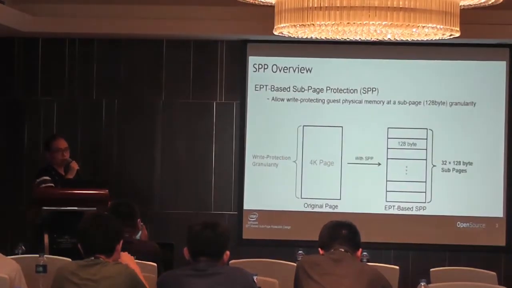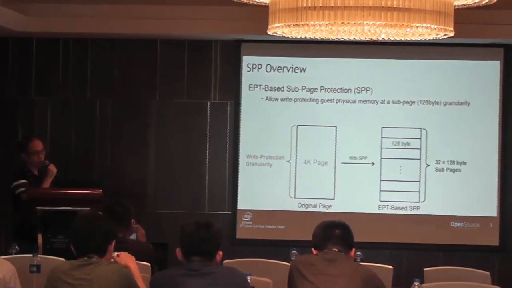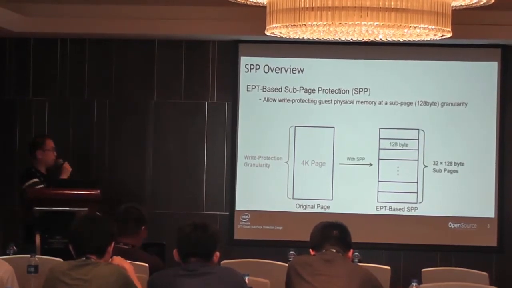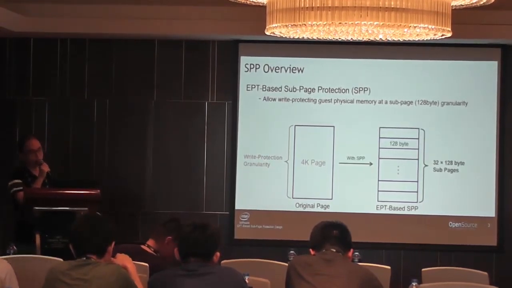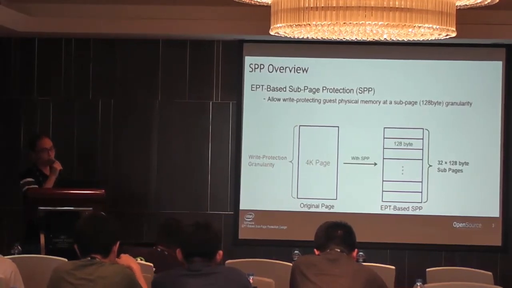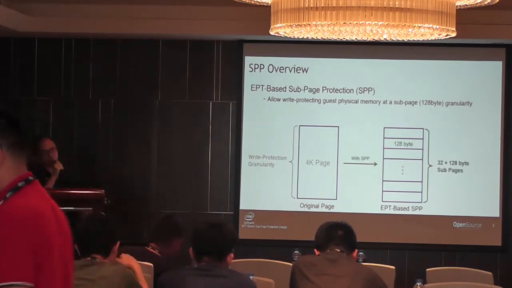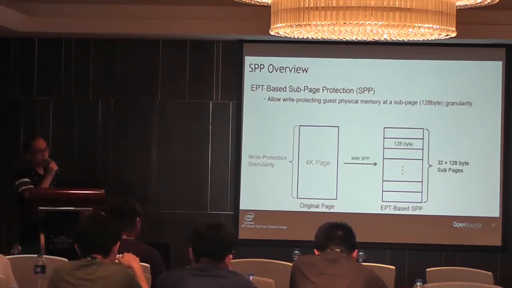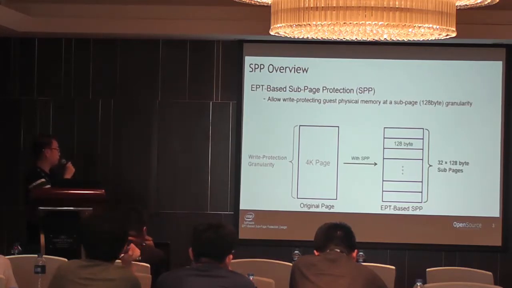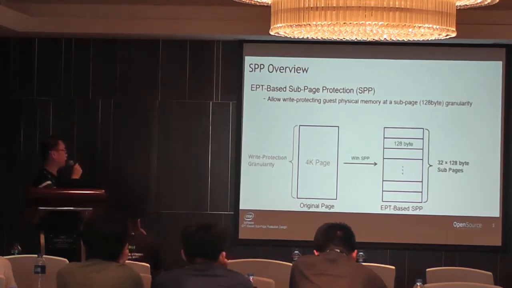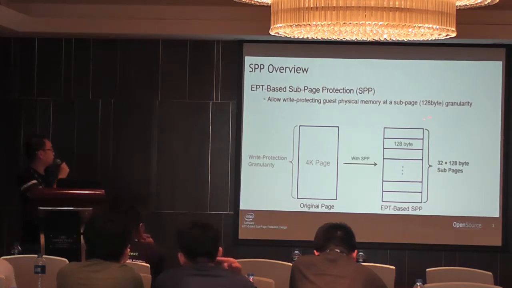As this slide shows, the figure shows we have our original 4K page. Of course, 4K is the minimal granularity to control whether the page is writable or read-only. So if we use SPP, it will allow write protection beyond the whole 4K page, and it will divide the 4K page into 32 sub-pages of 128 bytes each. Also, you can see the 32 sub-pages here.